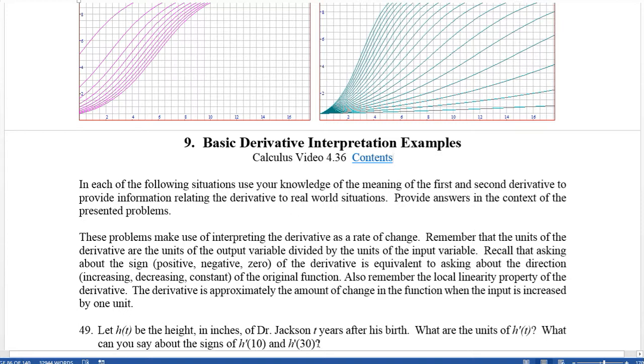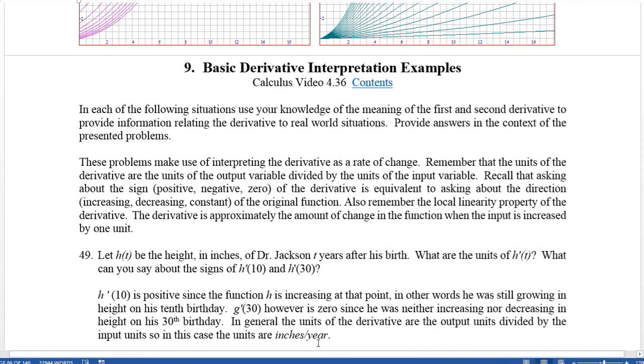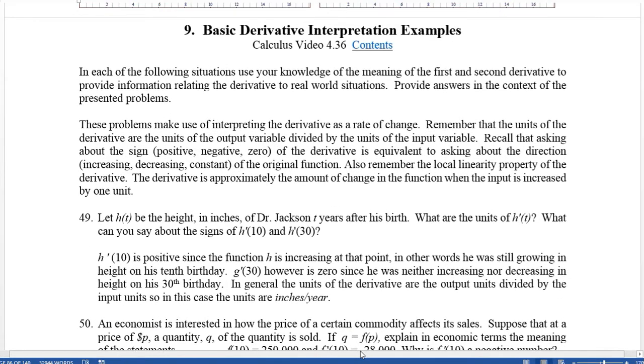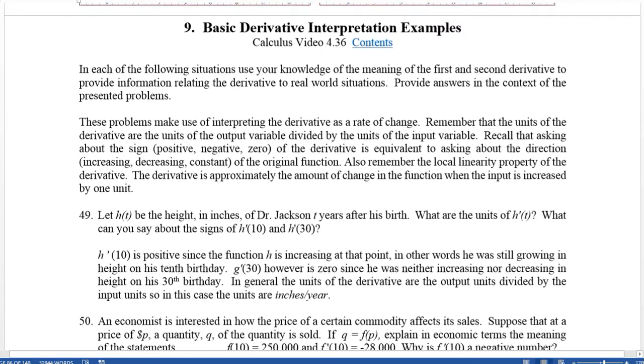On the other hand, h prime of 30 is probably 0, because on my 30th birthday I was not gaining height or losing height. So the function h, the height, was constant at that point. Okay, let's try another one.